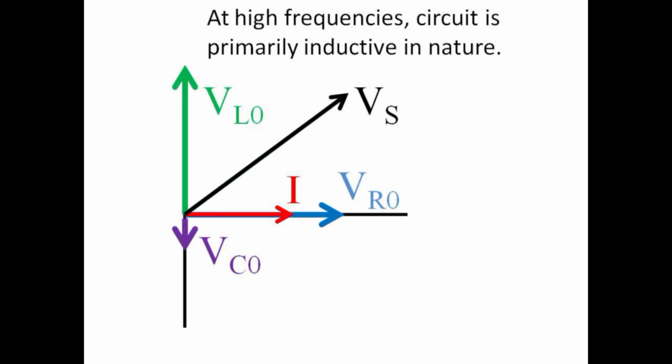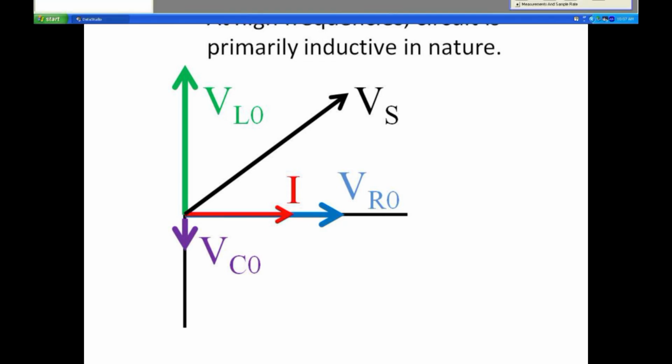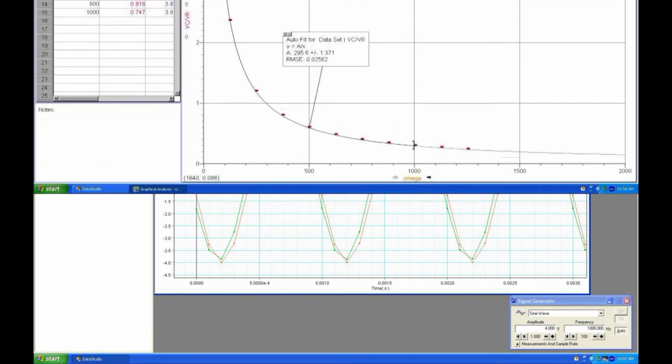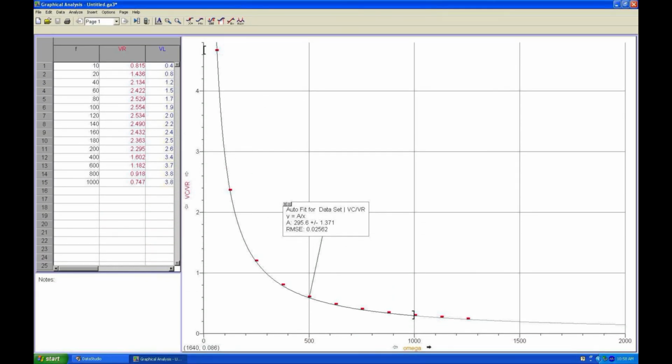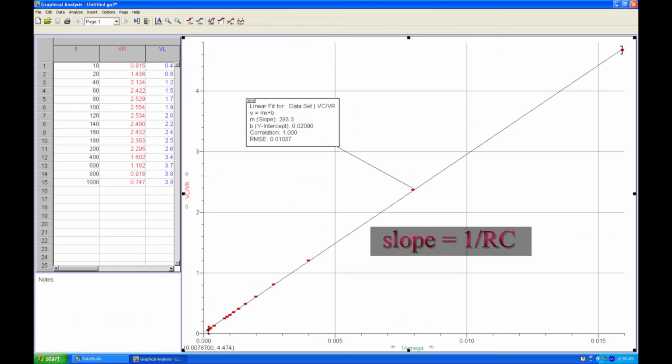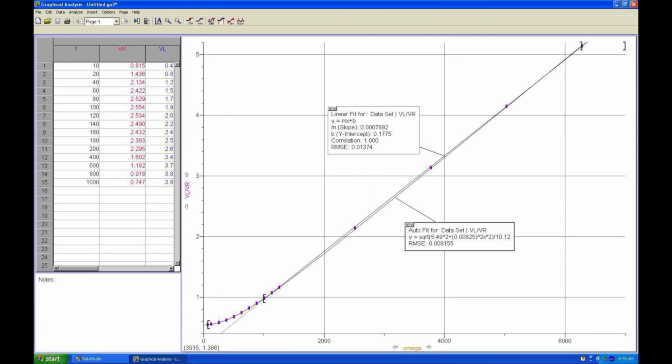At high frequencies, the inductive reactance is large, and we expect the inductor voltage drop to dominate the circuit. At 1000 Hertz, the green inductor voltage is seen to dwarf the resistor and capacitor voltages and be comparable to the source voltage. A plot of capacitor voltage versus frequency shows the inverse relationship. Plotting capacitor voltage versus the inverse of frequency leads to a linear relationship with a slope given by 1 over RC. The inductor voltage is linear at high frequencies, but varies from linear at low frequencies because of its internal resistance.